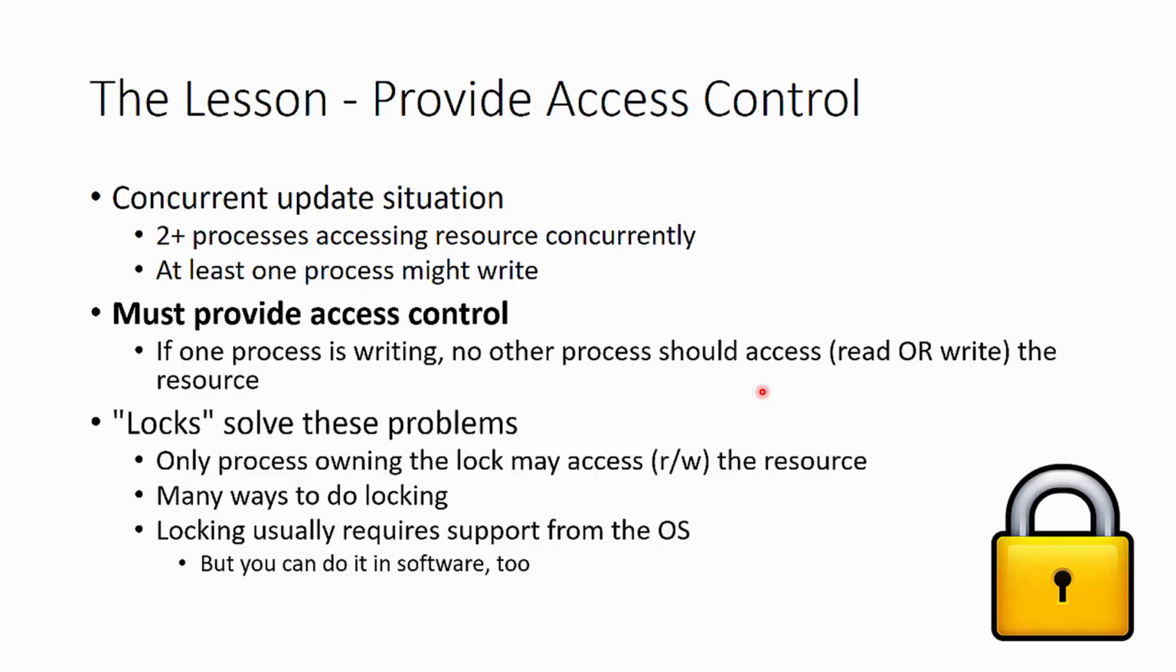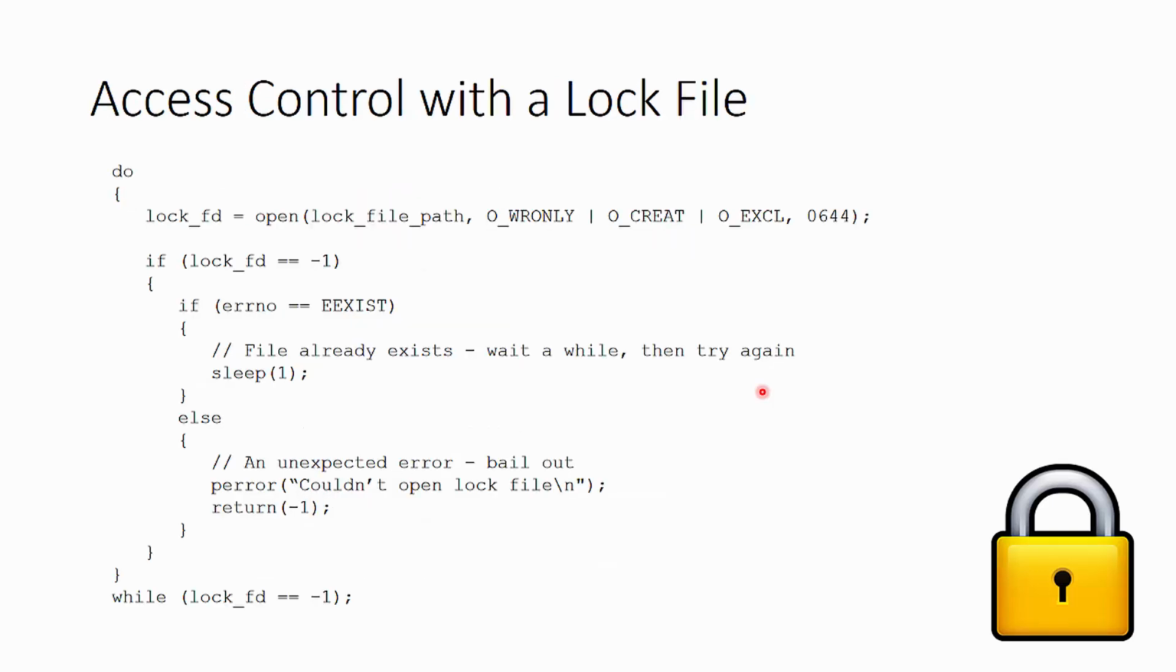Only the process that owns the lock, only the process that put the lock there, can access the resource for reading and writing. And there's lots of different ways to do locking. We'll talk about a few here. Usually there's some sort of support required from the operating system, whether it's just the inclusion of the various libraries, or maybe there's a hardware component to it. But you can certainly do it in software also.